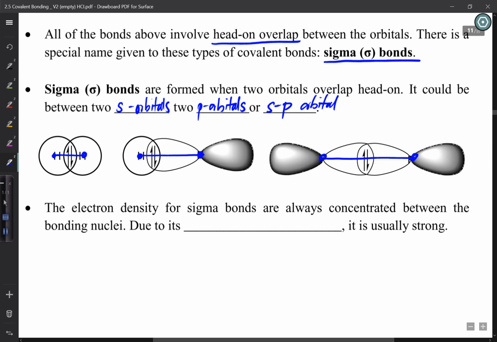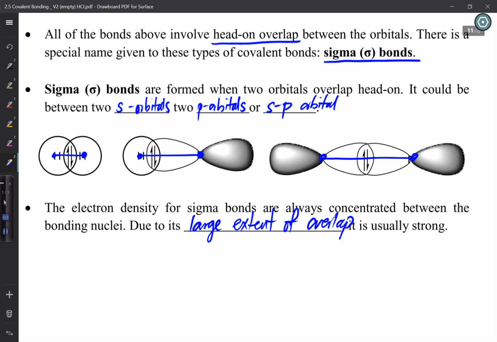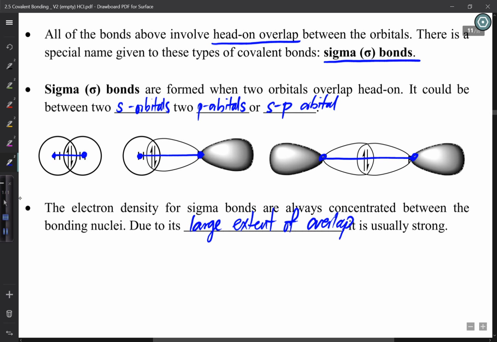So therefore, we say that the electron density for sigma bonds is always concentrated between the bonding nuclei, and due to its large extent of overlap, it is usually very strong. So strong or weak is relative to something, right? This strong is actually relative to what? To pi bond, which we'll talk about next. So we just KIV for now.